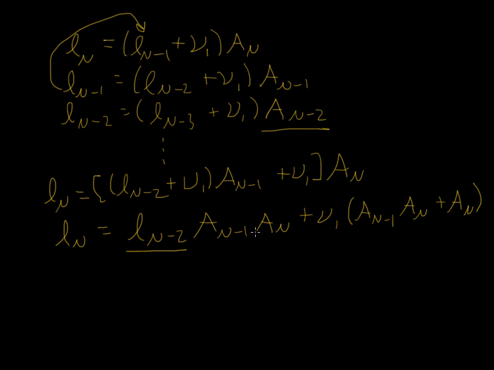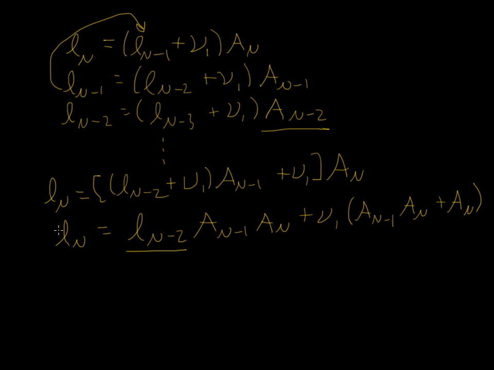The second part of the equation, then, we wind up getting a V1 times some product of A's, right? So first of all, we've got our V1 on the inside here. We get that multiplied by A n minus 1 and A n. The first V1 just gets multiplied by A n. With each new substitution, we're going to generate another A value, right?